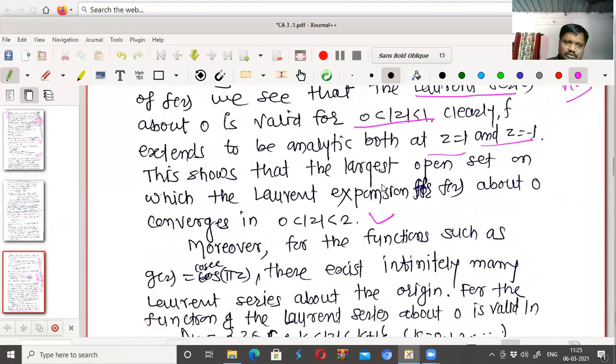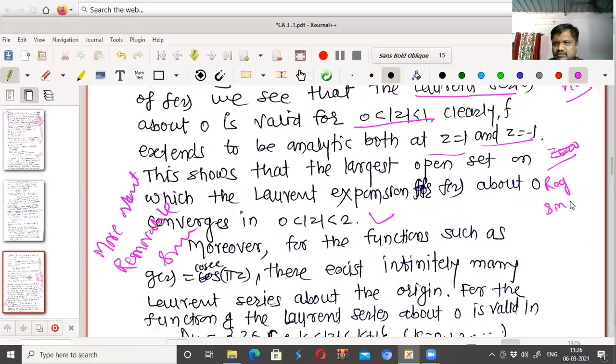Okay, so this is more about removable singularity. So we have the regular point and singular point. First of all, regular point and then singular. Regular point means the point at which the function is analytic. Singular point means the point at which the function is not analytic.